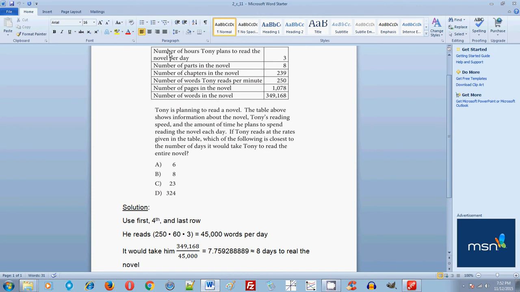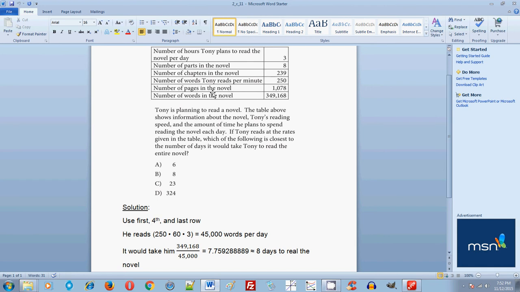Well, let's see. The number of hours Tony plans to read the novel per day. That's important, because if we don't know how long he's going to read per day, how are we going to find out how long it will take him to read the entire novel? So we need to know that. So this is a good piece there. So the first row we use. The number of parts in the novel, not necessarily. Number of chapters in the novel, not necessarily. Number of words Tony reads per minute, that's important because this is the rate at which he reads. Number of pages in the novel, not necessarily. Number of words in the novel, it is important.